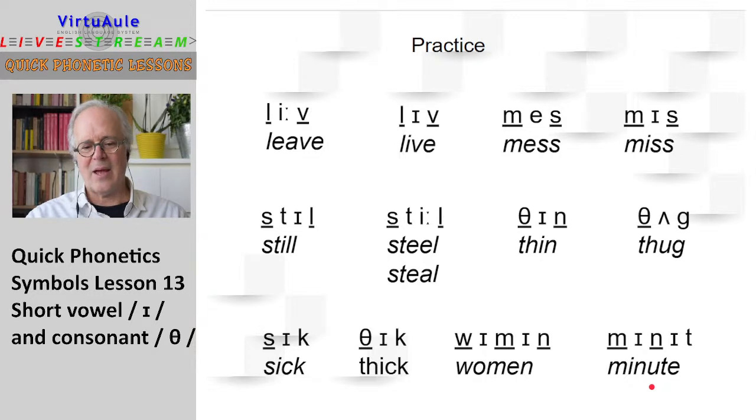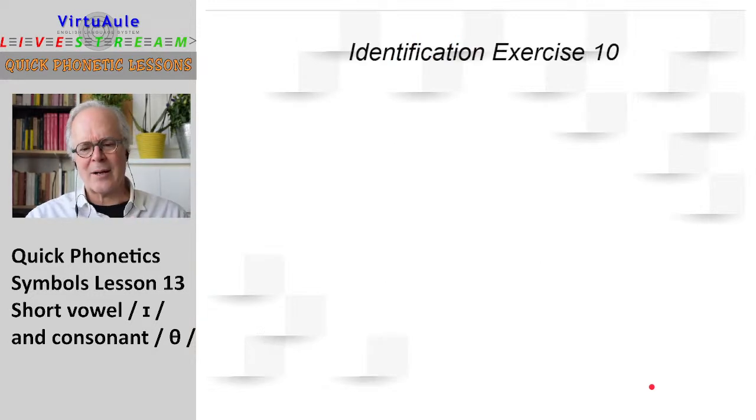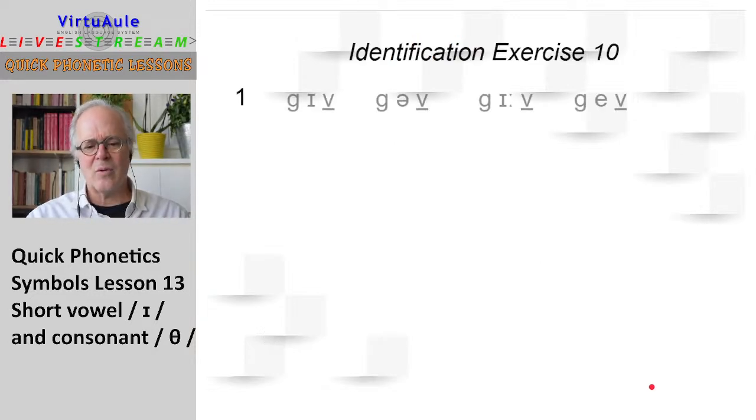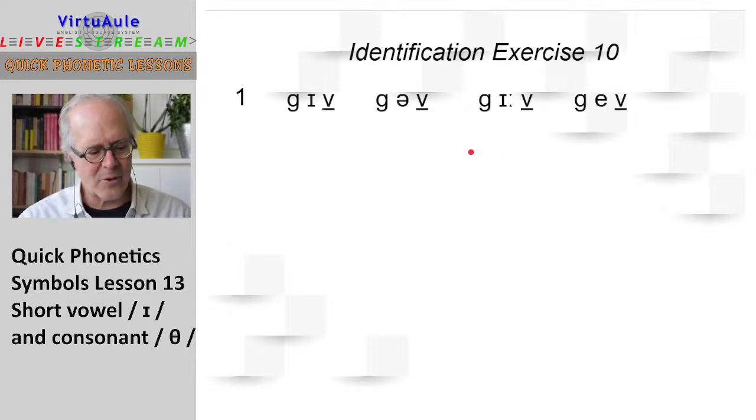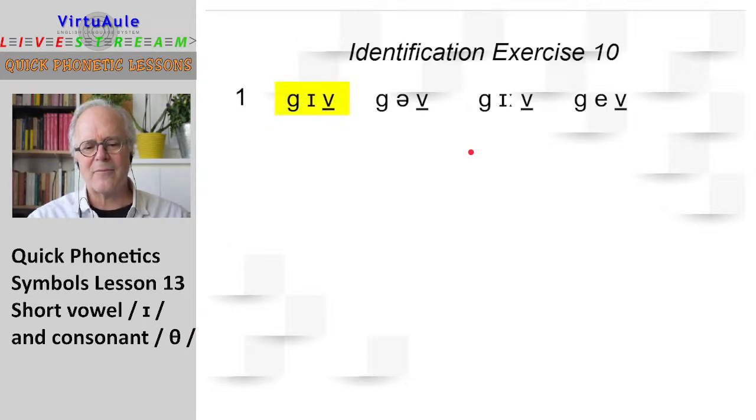Minute. Okay, let's do an identification exercise. I'm going to read one of these representations of a word. Some of the symbols are incorrect, and I want you to try to guess which one is the correct one. So the first word is give. I repeat, give. That's correct, the first one.